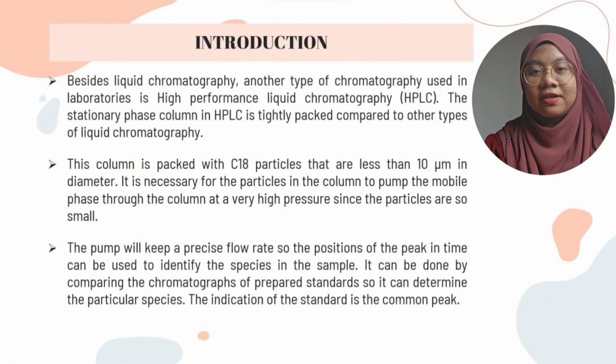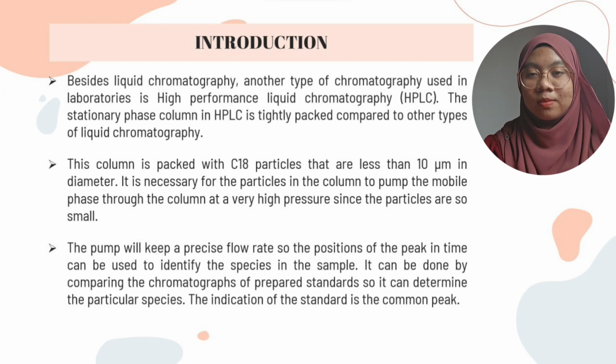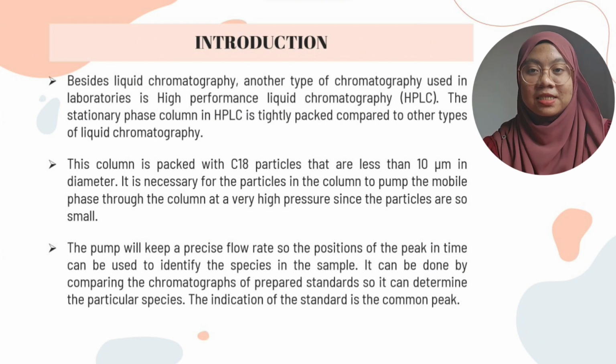Introduction. Besides liquid chromatography, another type of chromatography used in the laboratory is high-performance liquid chromatography (HPLC). The stationary phase column in HPLC is tightly packed compared to other types of liquid chromatography. This column is packed with C18 particles that are less than 10 micrometers in diameter. It is necessary to pump the mobile phase through the column at very high pressure since the particles are so small.